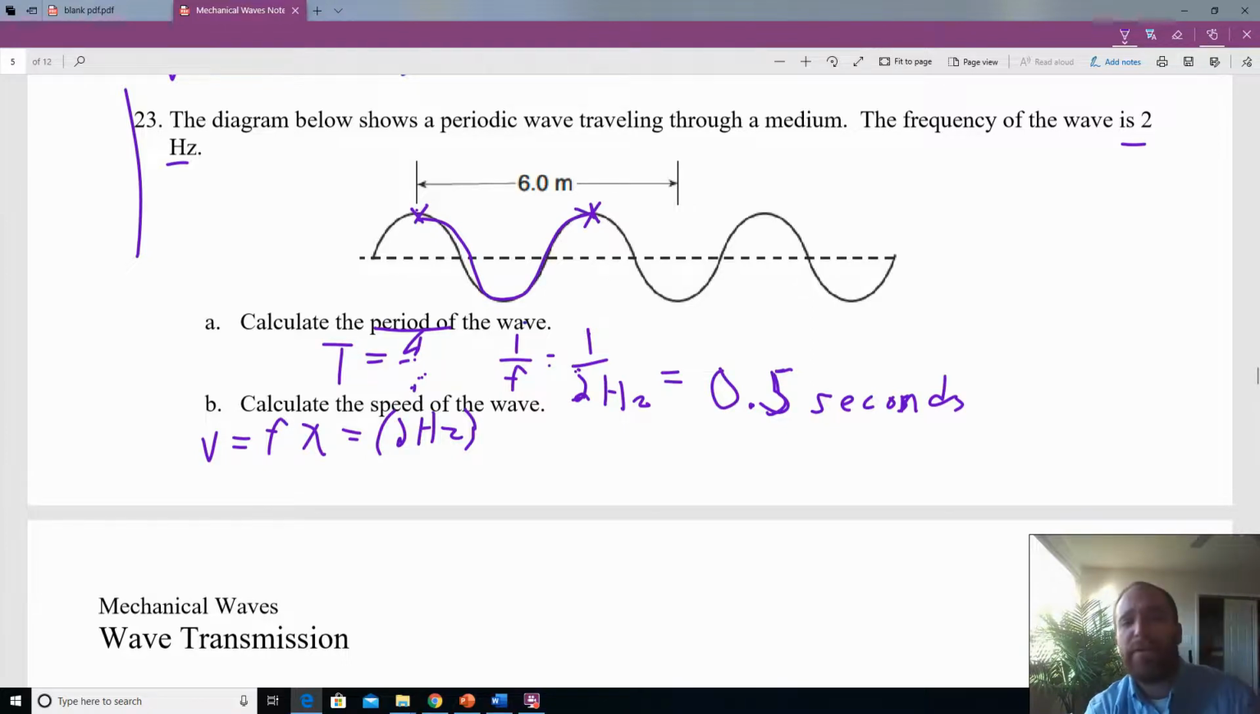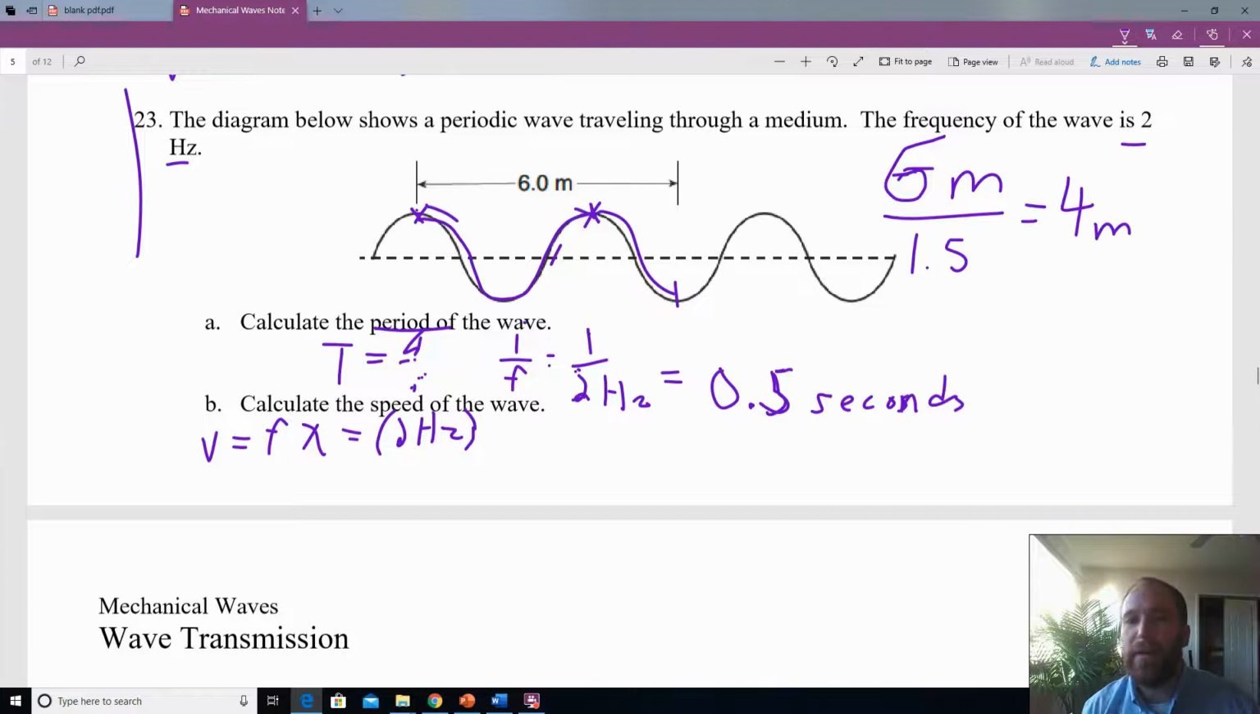How many waves are in the 6 meters? I've got 1.5. Alright, so I've got 6 meters. I don't want to split it in 1.5 waves, so I'm going to divide those, and when you do that, I think you get 4 meters. If you want to double check that, well, we've got 1 full wave is 4 meters, and half that is another 2, and the 4 and the 2 makes our total of 6. So we've got a wavelength of 4 meters. 2 times 4, I think, is 8.